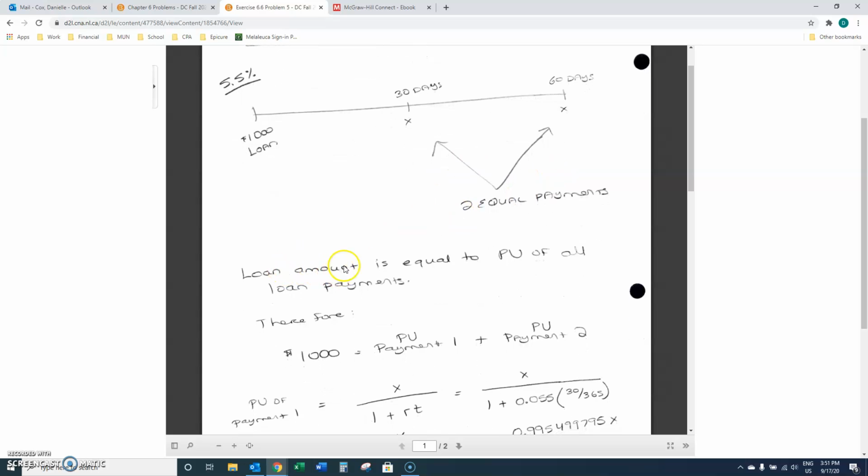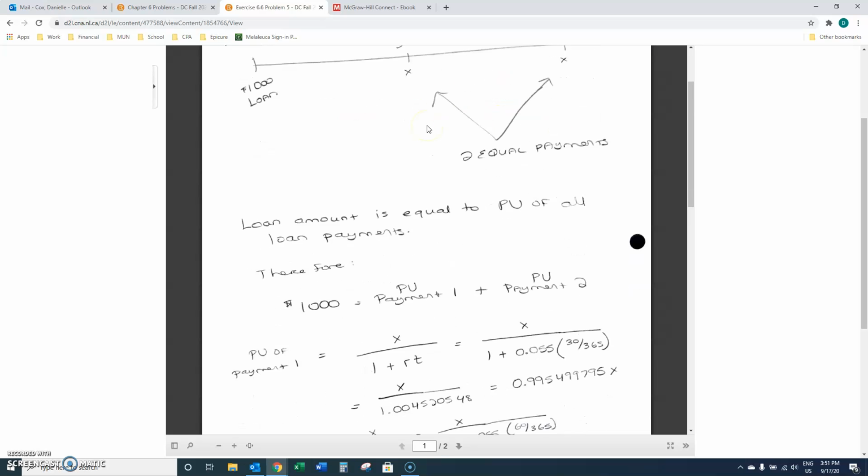Well, the loan amount is equal to the present value of all the loan payments. So therefore we know that the loan amount of $1,000 is equal to the present value of payment 1 and the present value of payment 2. So we need to work out what those payments are worth.